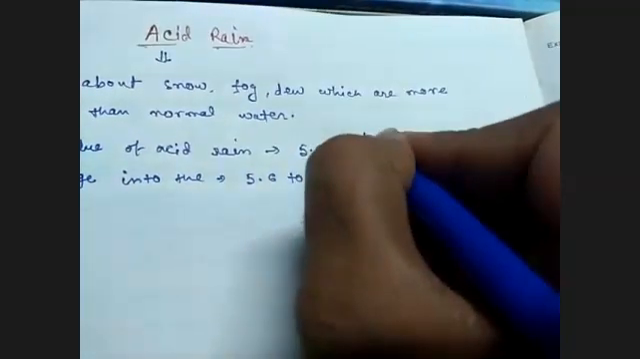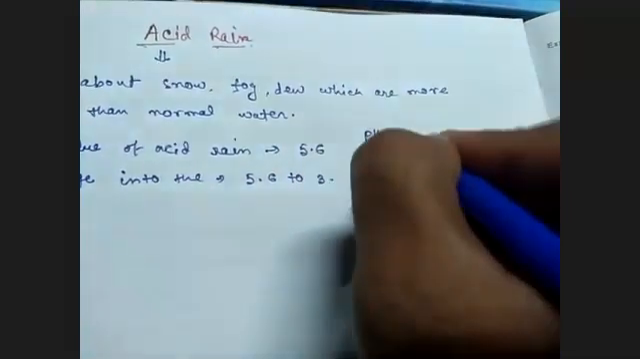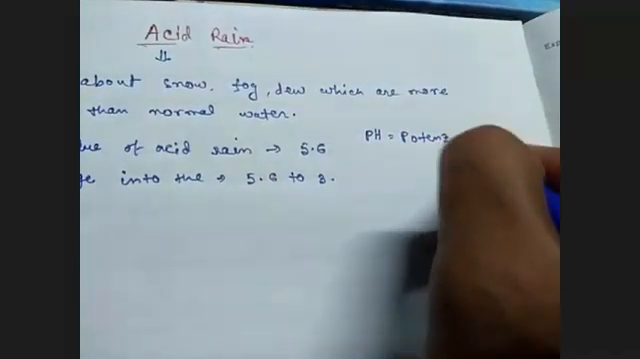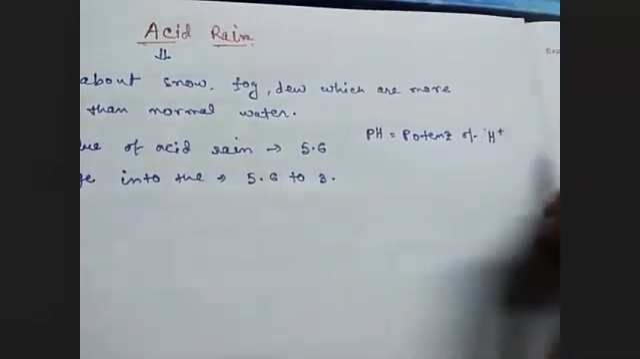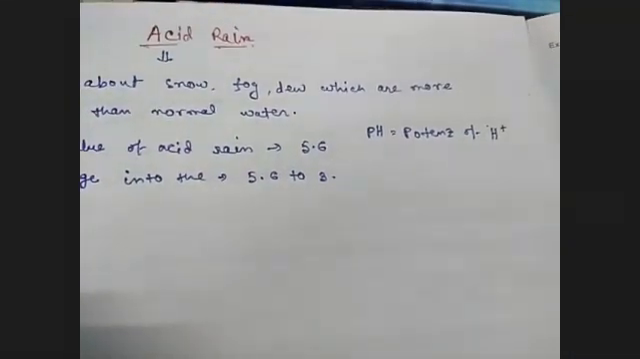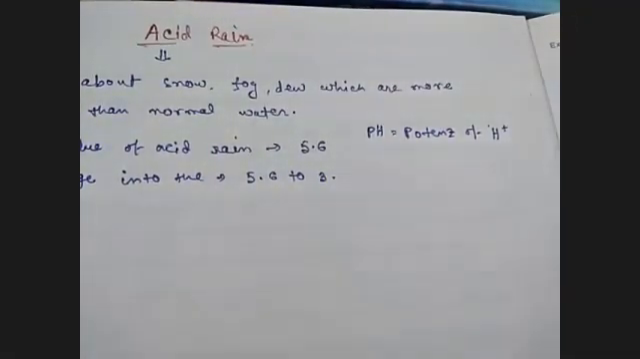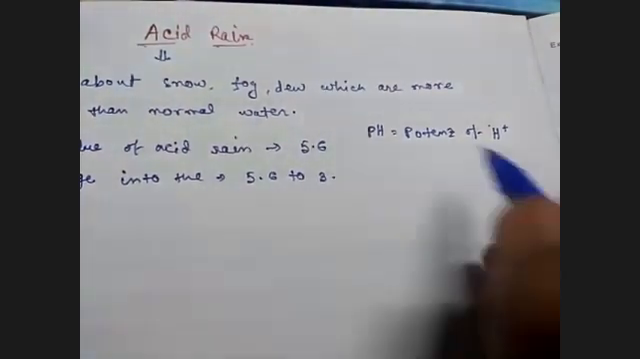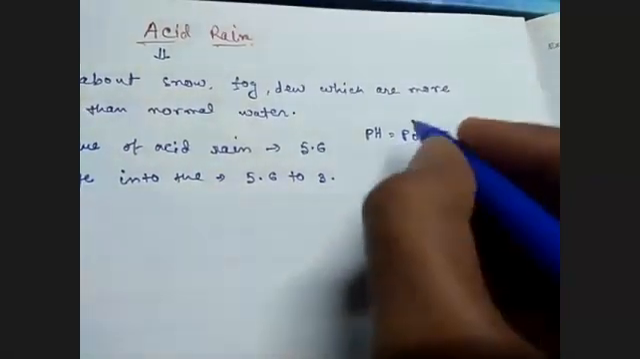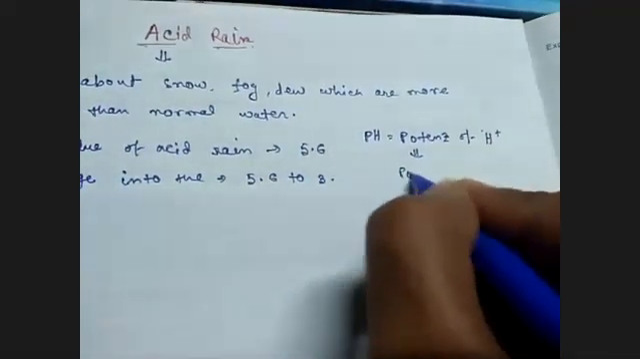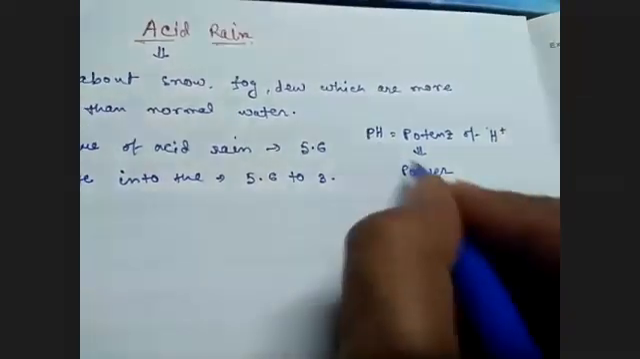pH is the criterion by which we can distinguish whether a substance is a strong acid or a weaker acid. The full form of pH is potency of hydrogen ion. Potency means power. So basically pH means power of H plus.